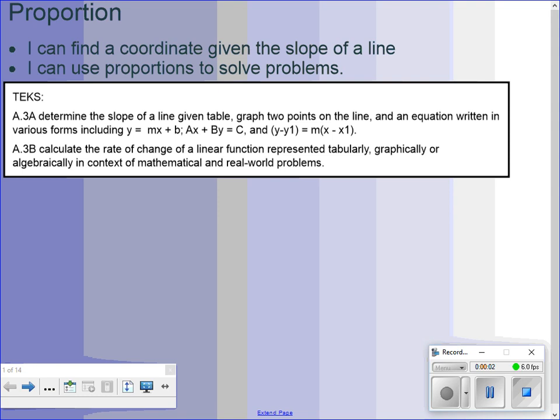In this lesson, we're going to be looking at proportional relationships. By the end of this lesson, you should be able to use proportions to solve problems and find the coordinate given the slope of a line.